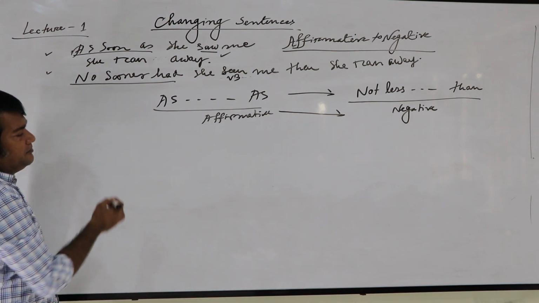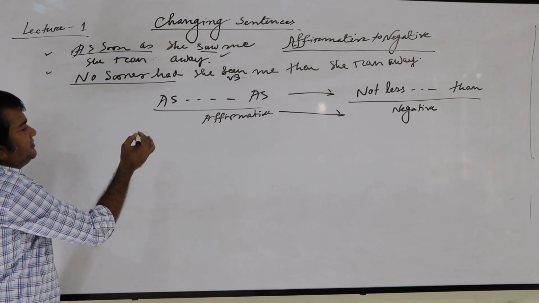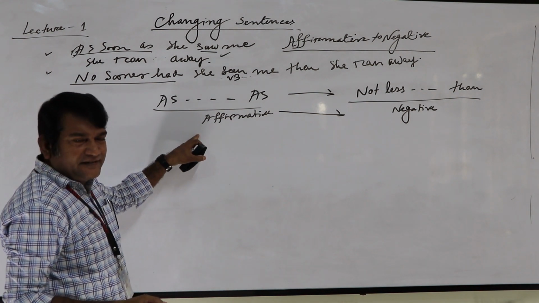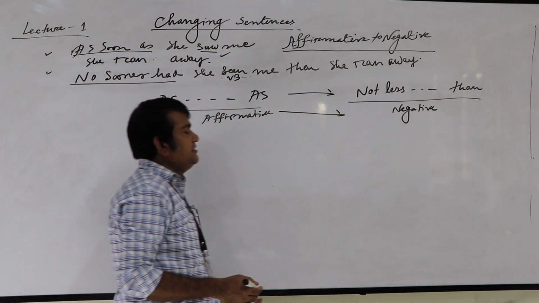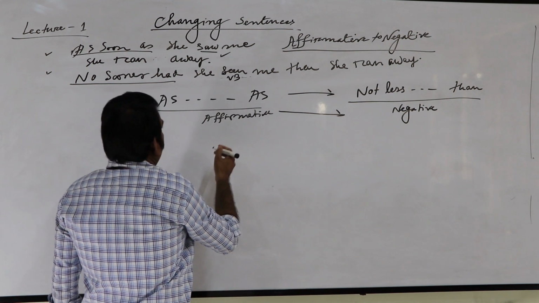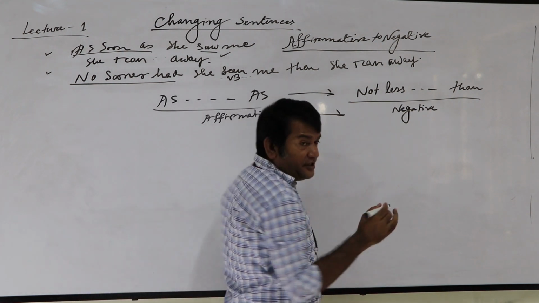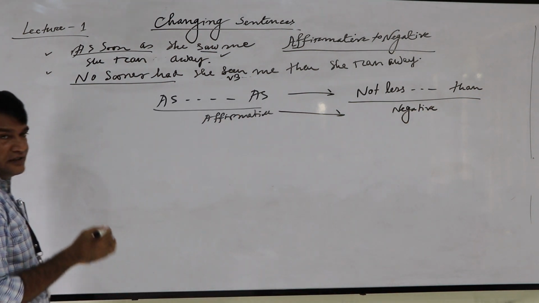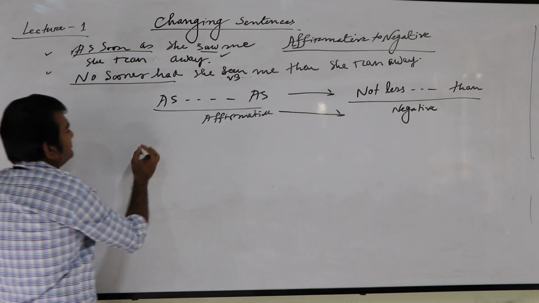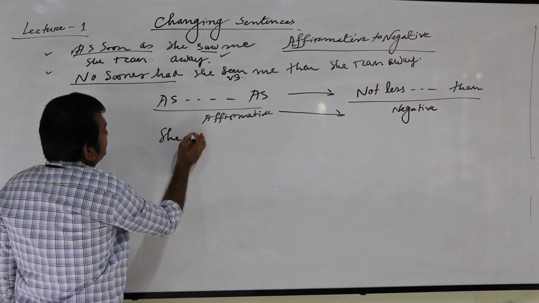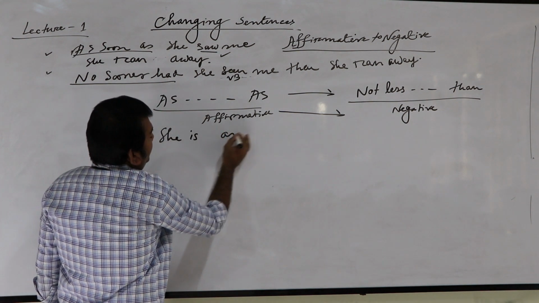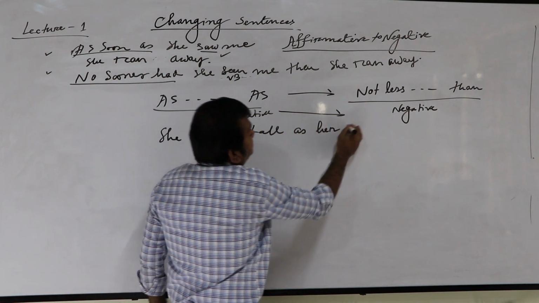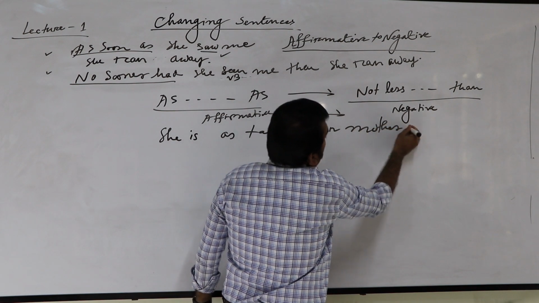Look at the whiteboard. I have written the term as ... as. This is an affirmative sentence. If this sentence gets changed into negative, then in place of as ... as, we must use not less ... than. Look, I am going to write a sentence. She is as tall as her mother.